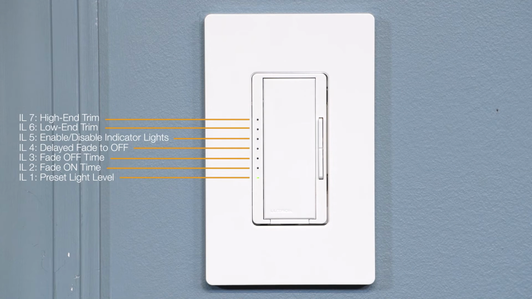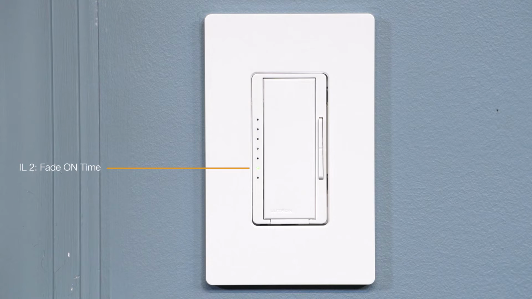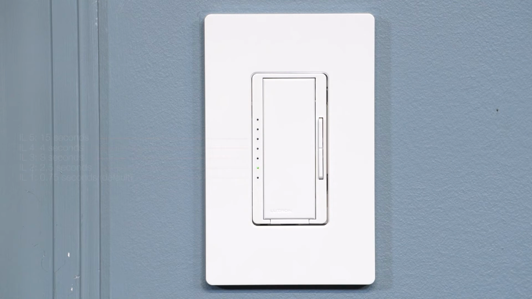Then release. Then use the raise button to move the blinking LED to select the second from the bottom indicator light for fade-on time mode. Once this is blinking, hit the tap switch once to enter this feature.